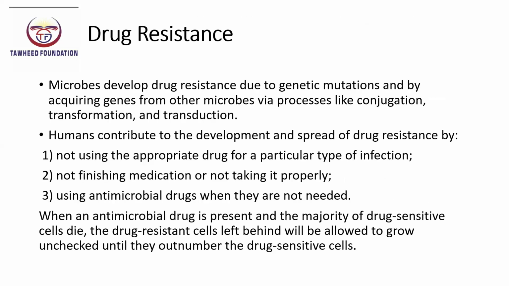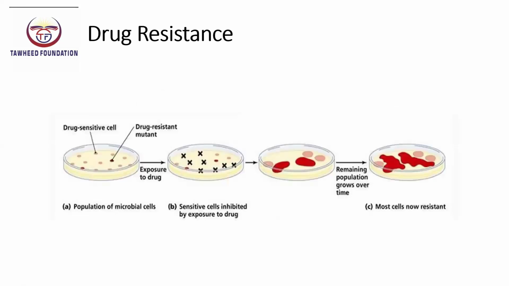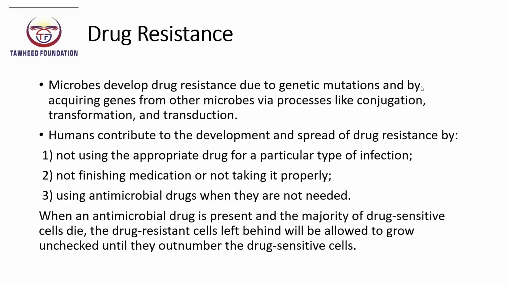Drug resistance. Development of drug resistance emerges through spontaneous mutations or horizontal gene transfer mechanisms such as conjugation, transformation, and transduction. Improper use of antibiotics accelerates resistance spread, threatening global health. So here, microbes develop drug resistance due to genetic mutation and by acquiring genes from other microbes via processes like conjugation, transformation, and transduction, as I mentioned earlier.